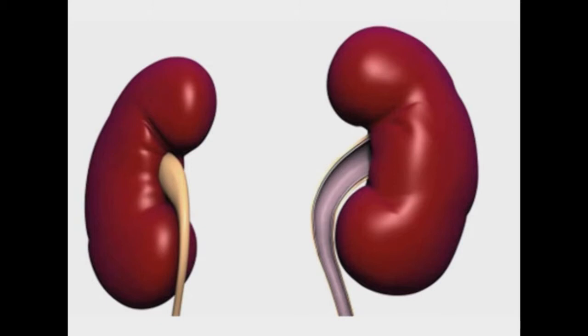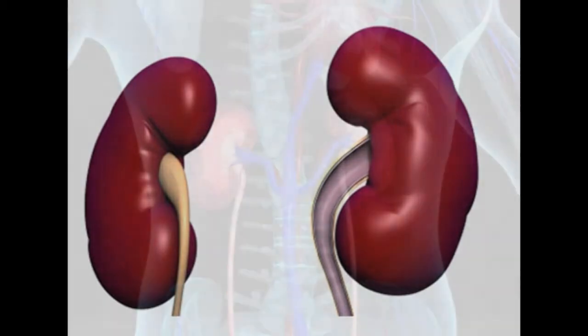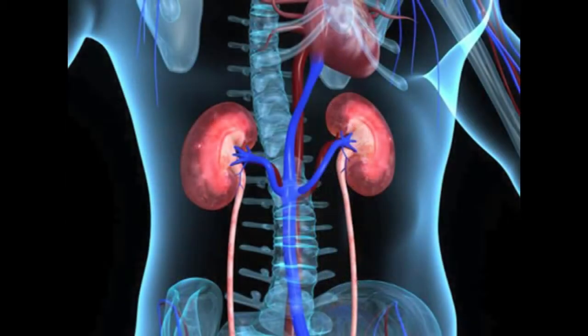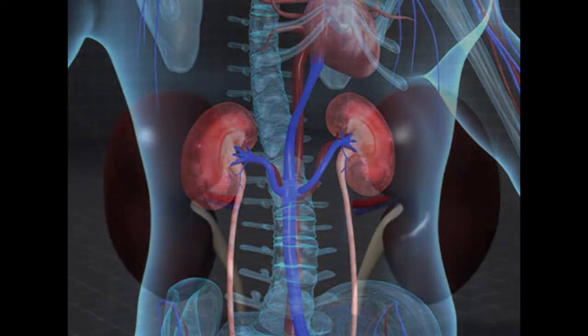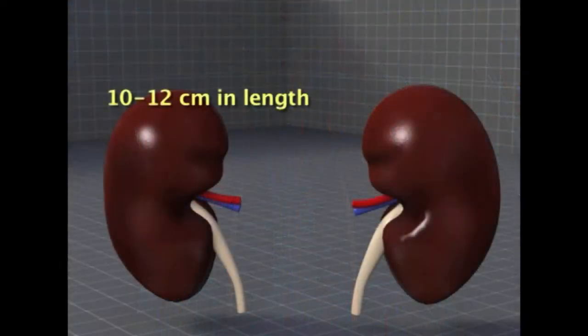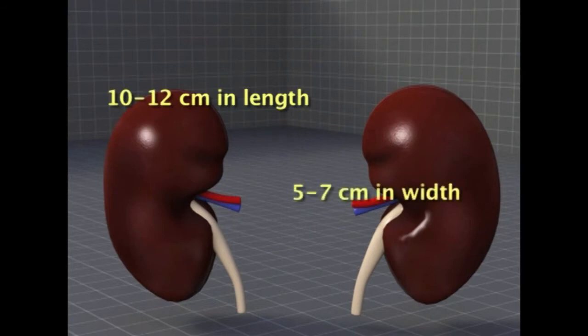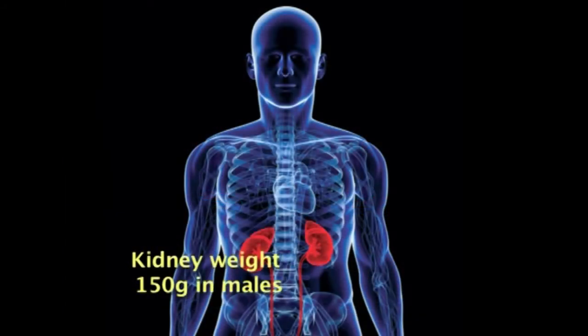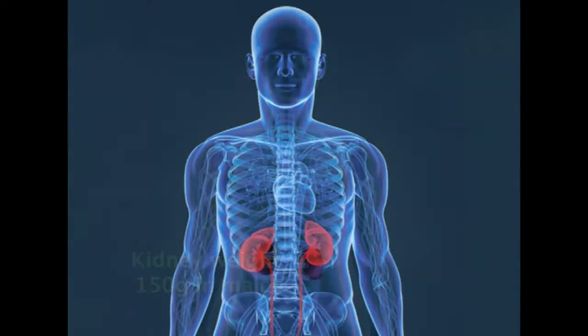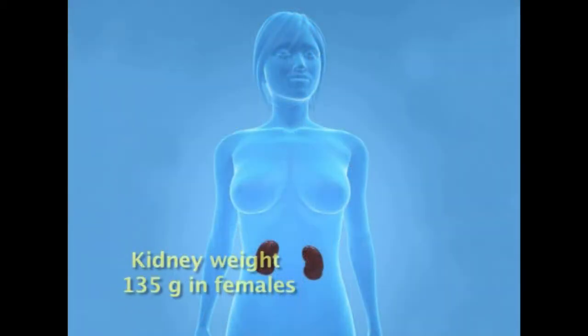The kidneys are two bean-shaped organs, each about the size of a fist. They are located just below the rib cage, one on each side of the spine, slightly towards the back of our body. They are typically 10 to 12 centimeters in length, 5 to 7 centimeters in width, and about 2 to 3 centimeters in thickness. They weigh about 150 grams in the males and about 135 grams in females.